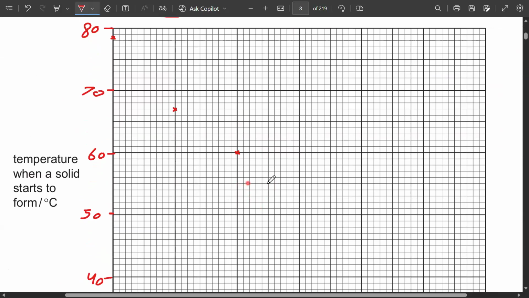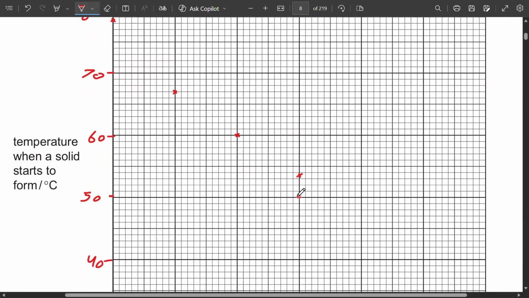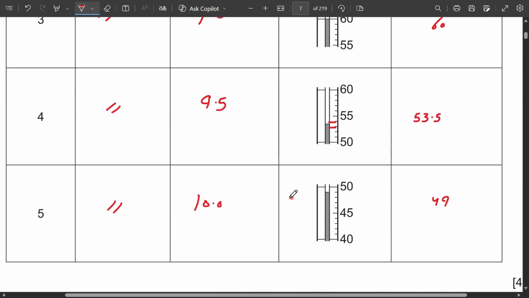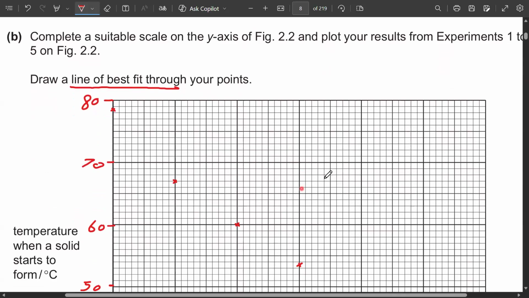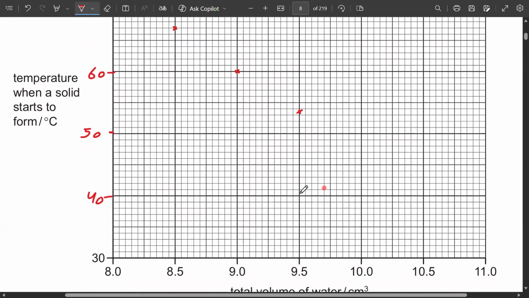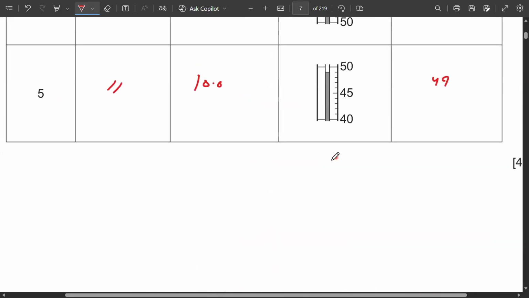53.5. So this is 55, 54, 53. So this will be the central point, 53.5. And the last value is 49. So 49 will be at 10 cm cube, at 9.5, and this will be 10, 49, this one. So at 10 cm cube, it is 49.